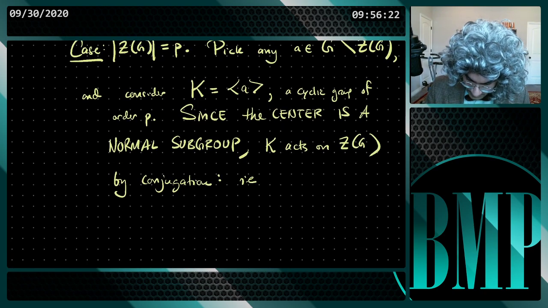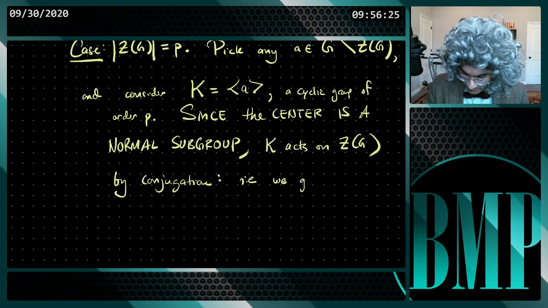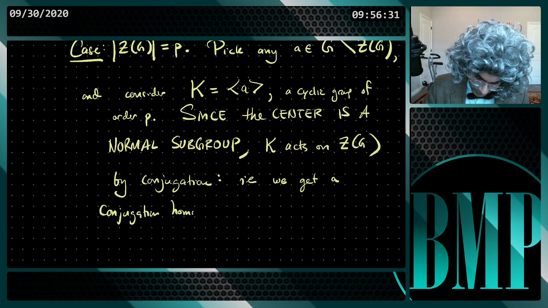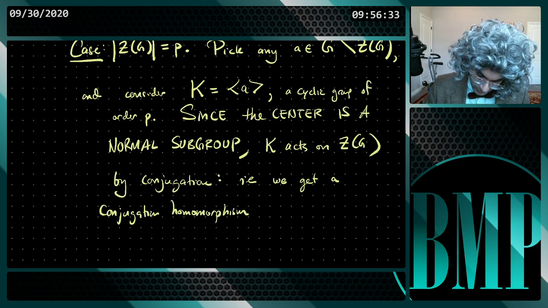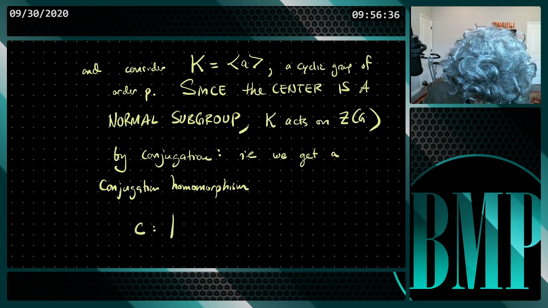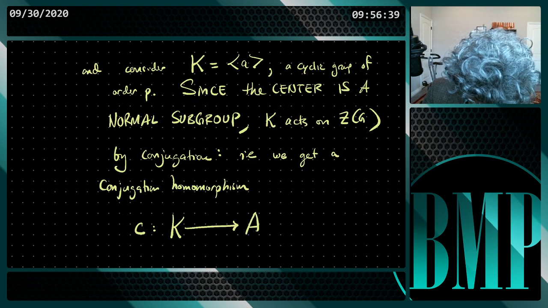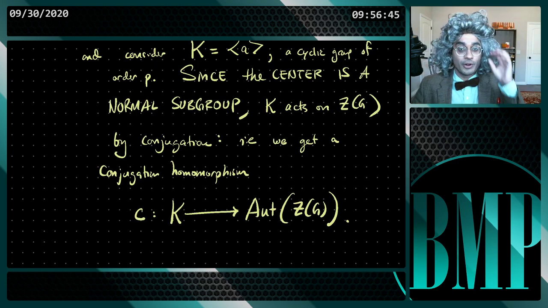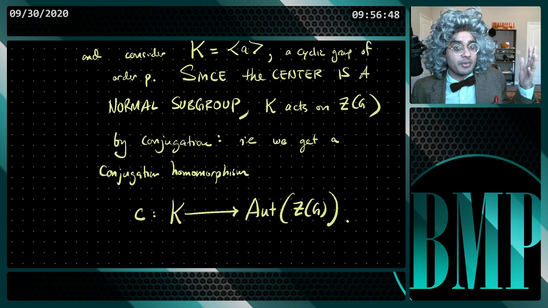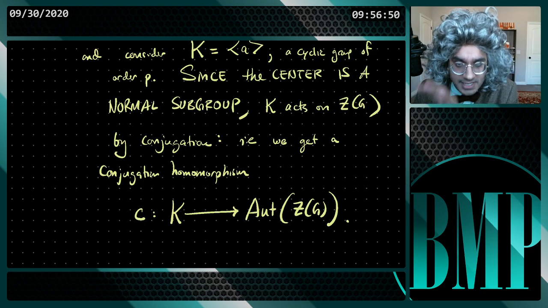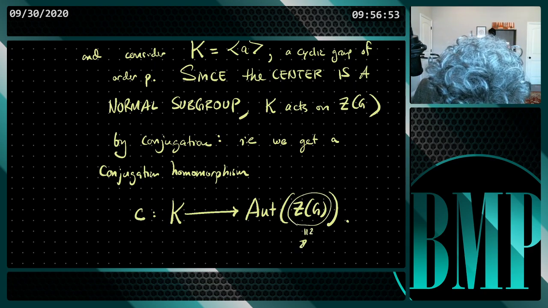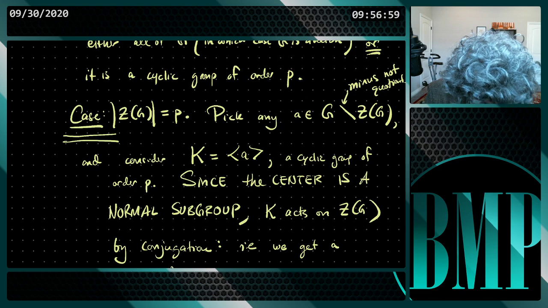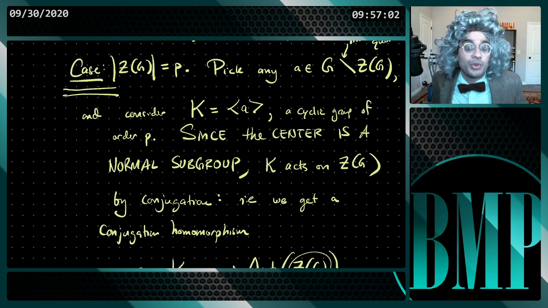That is, we get a homomorphism, the conjugation homomorphism, from K, which is isomorphic to Z mod pZ, to the automorphisms of the center. The center is isomorphic to Z mod pZ. That's our assumption. That's our case. That's our situation that we're pretending.